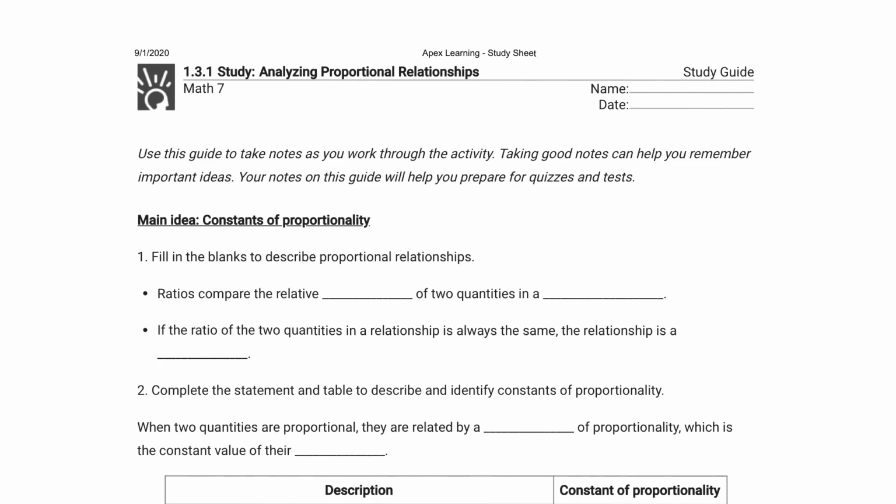Okay, this is analyzing proportional relationships. Let's start with this, to fill in the blanks. Ratios compare the relative size, or sizes, of two quantities in a relationship.